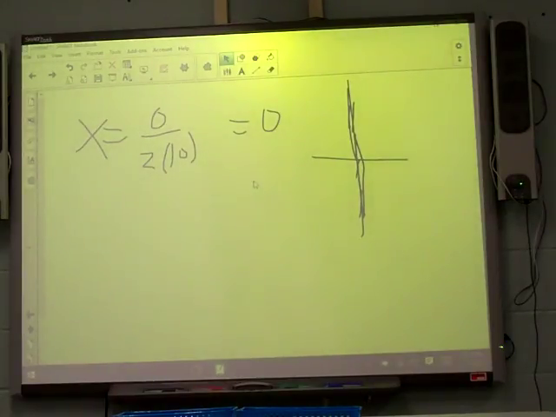I got to plug that 0 back into the equation now and see if it's above or below. So 5 times 0 squared plus 4. 0 plus 4 is 4. So my vertex is at 0, 4. So what choice does that have to be?